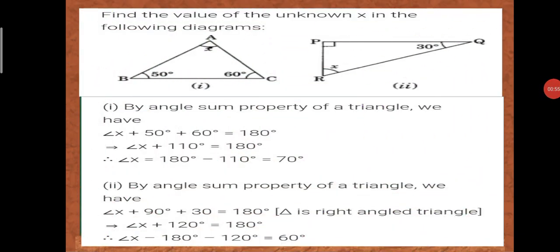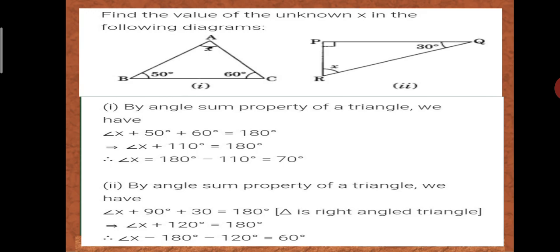See the first question. Find the value of the unknown x in the following diagram. Here a triangle is given, in which 50 degree and 60 degree measurements are shown, and the third one is x, which we have to find. In the second question, P and Q are given, one showing 30 degree, another x you have to find, and P showing a right angle triangle.